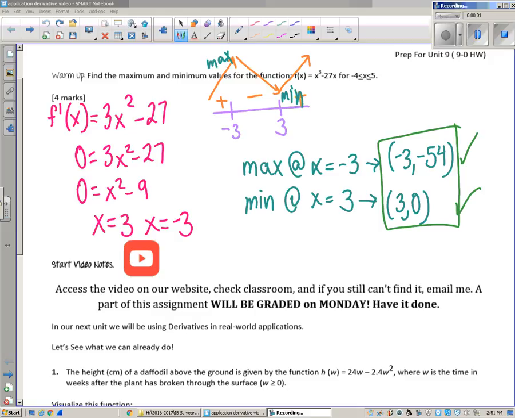Before we start today's video, I just want to make sure you guys check your answer for the first warm-up problem that you worked on. This was an IB question. It would be worth 4 marks if this was on a test.